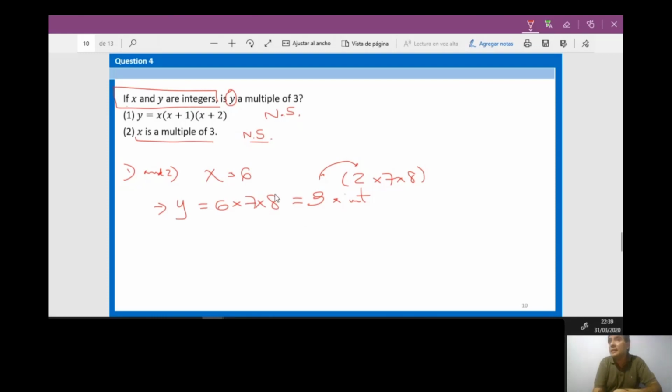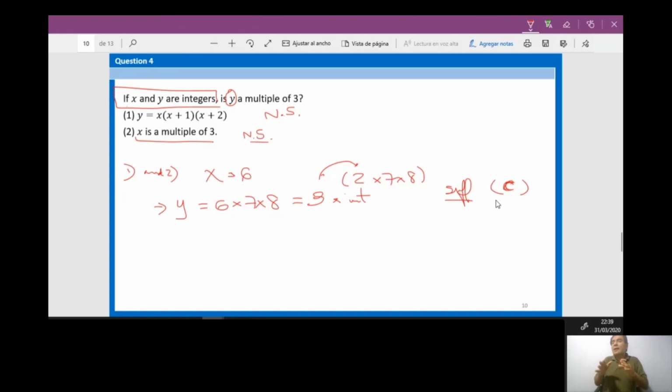So we can clearly see that no matter what, given that x is a multiple of 3, y containing x as a factor will also be a multiple of 3. And with that, people consider the two statements together sufficient and mark C. But if you do that, you would be in big trouble because that answer choice is wrong. It's wrong. Why is it wrong?